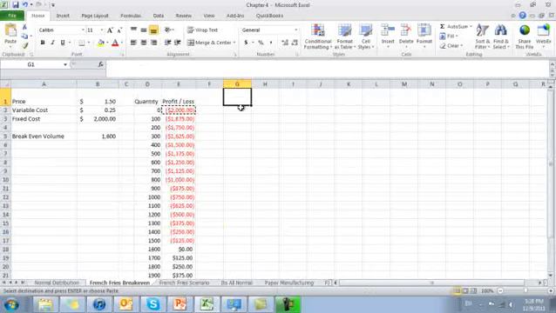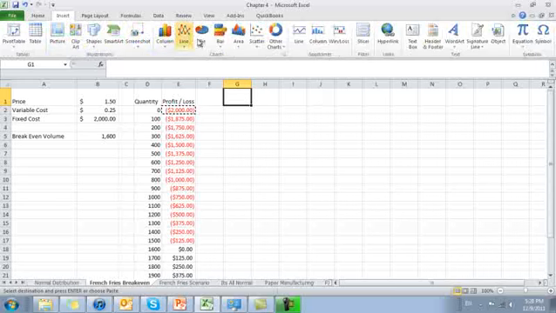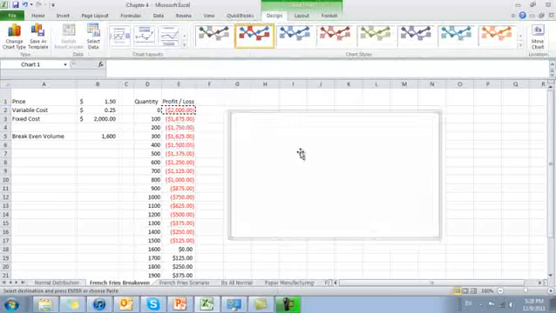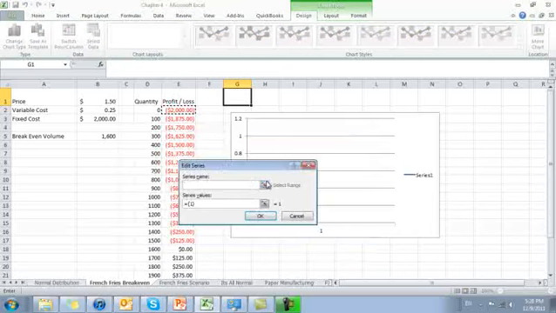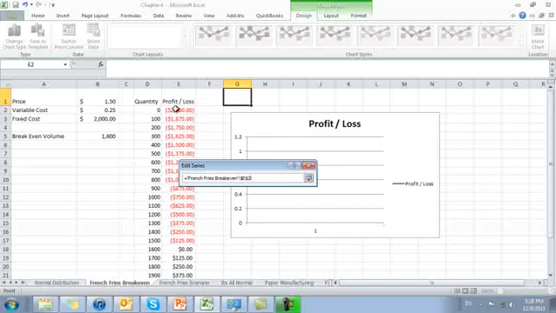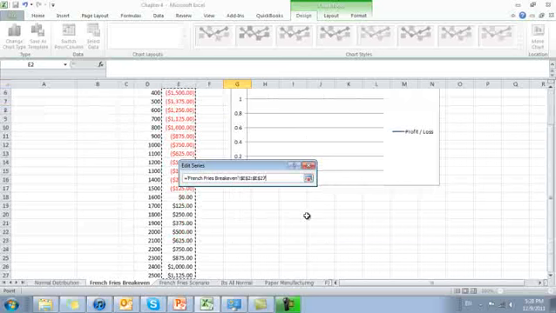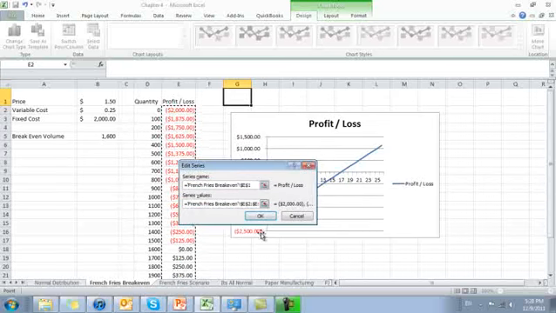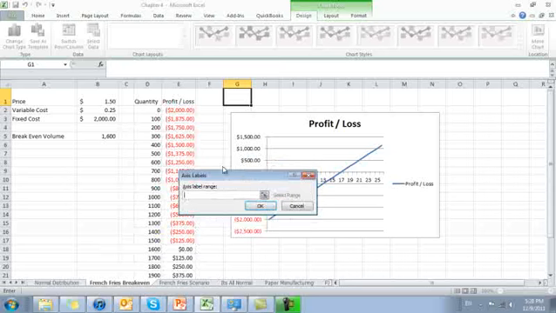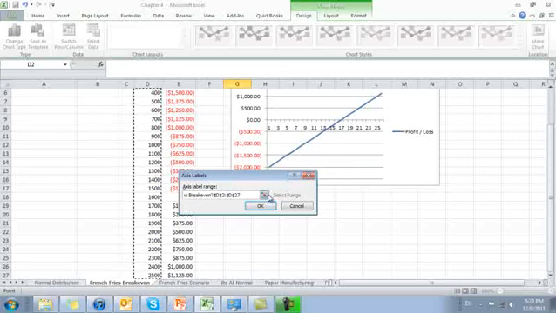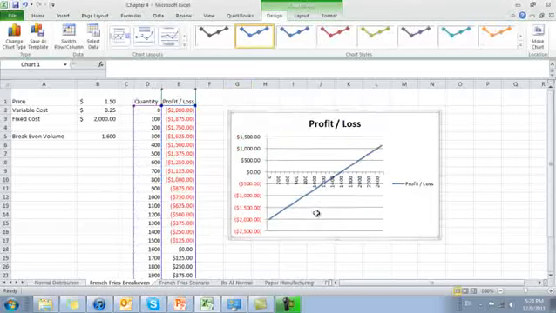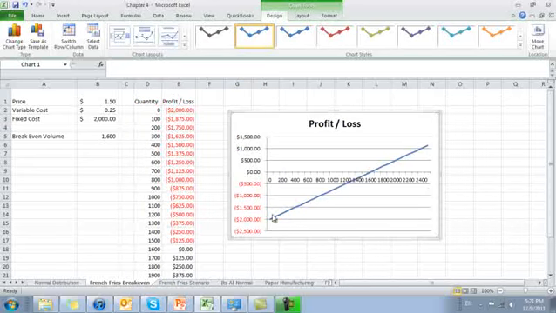Profit and loss plots are commonly requested, so let's show you how to make one. It's a pretty simple approach. Insert a line plot, and you simply plot the data. Add series name, profit or loss, series values. Well, that's my profit or loss for my French fry stand. Okay. Quantity sold is my x-axis. Okay. There's my profit or loss plot for my French fry stand.